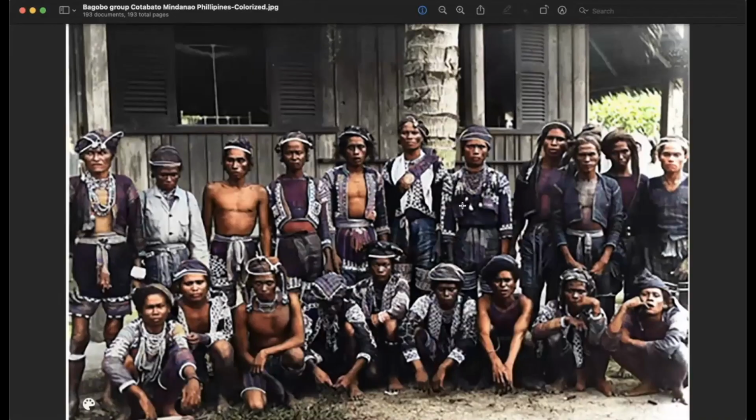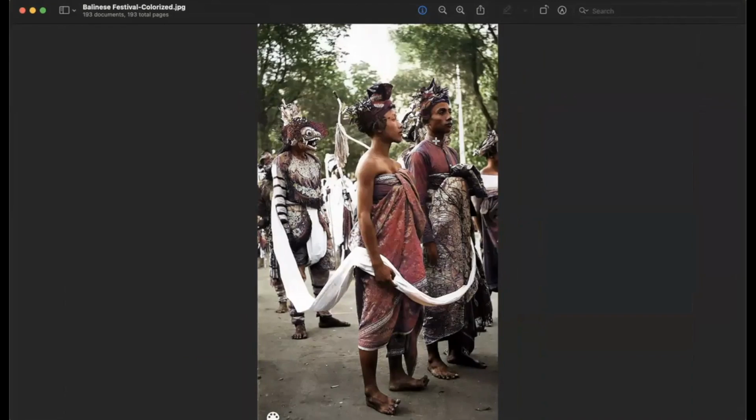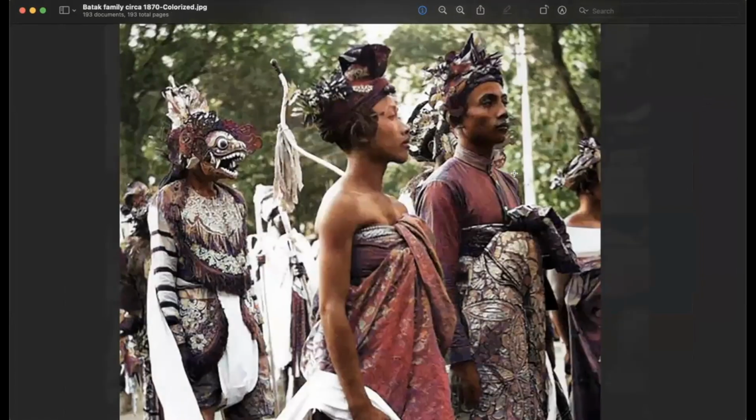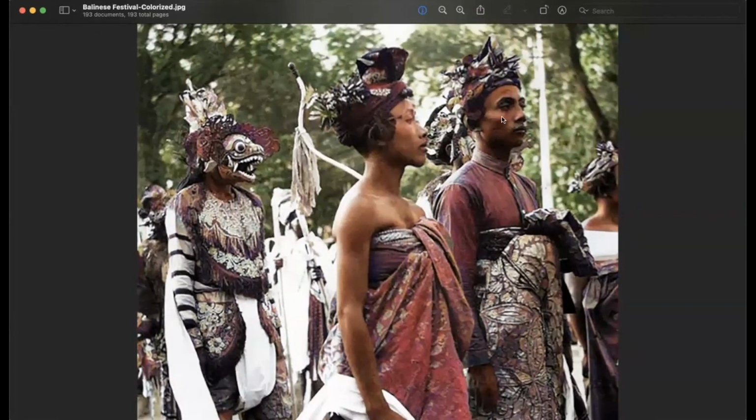Wow. Here we have a Bagobo group, Cotabato, Mindanao, Philippines. All right, Filipinos, very swarthy Filipinos, a lot of them with the woolly hair. We got another Bagobo warrior from Mindanao, Philippines. As you guys can see, his woolly, curly hair, very swarthy complexion, Filipino. Right here, we're in Bali for a Balinese festival. These are Bali indigenous people from Bali. As you can see how they look. This is an old picture.